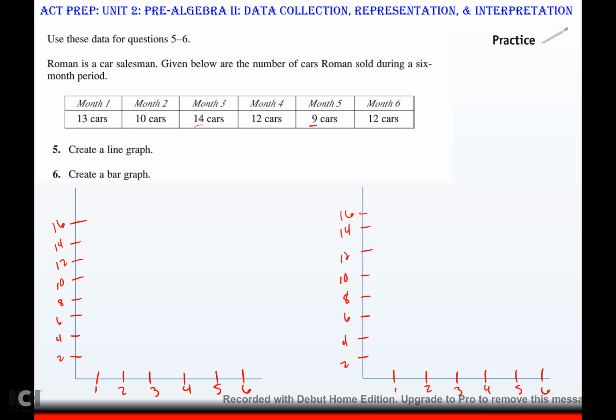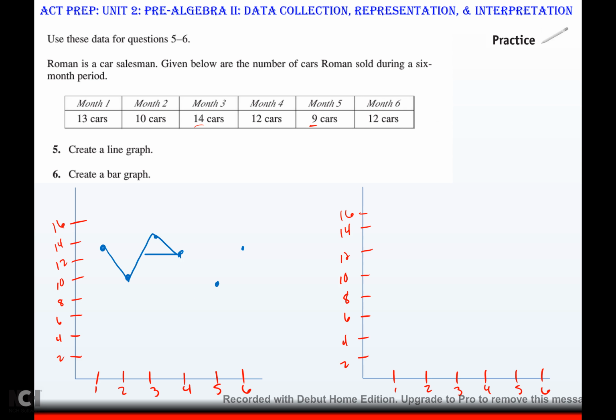Alright, so the first one we're doing is a line graph. In month 1, he sold 13 cars. That's going to be about right there. In month 2, he sold 10. In month 3, he sold 14. In month 4, he sold 12. In month 5, he sold 9. And in month 6, he sold 12.